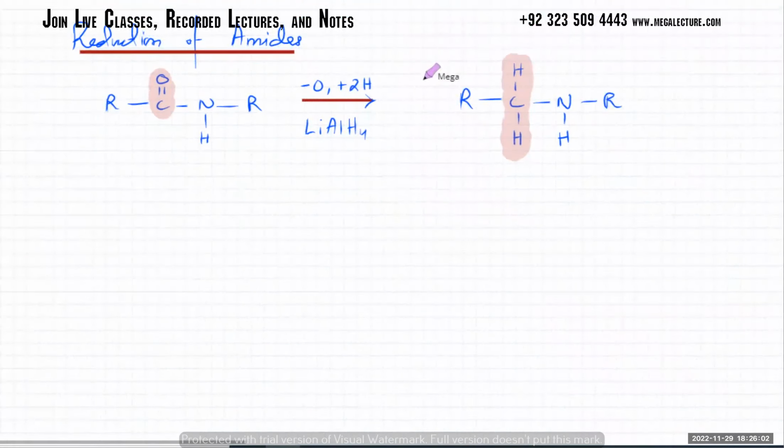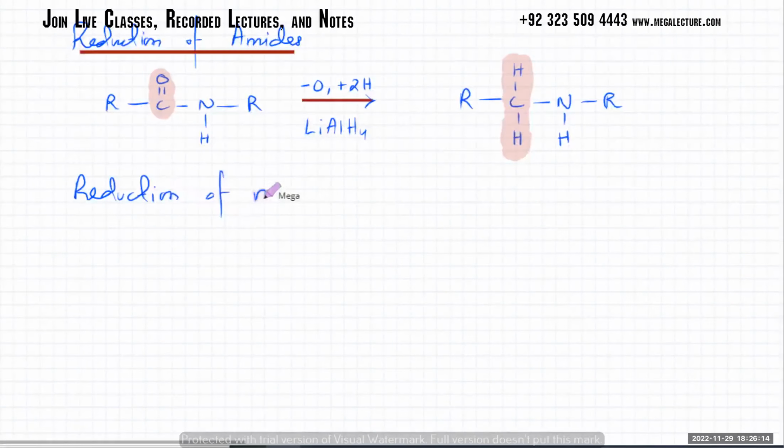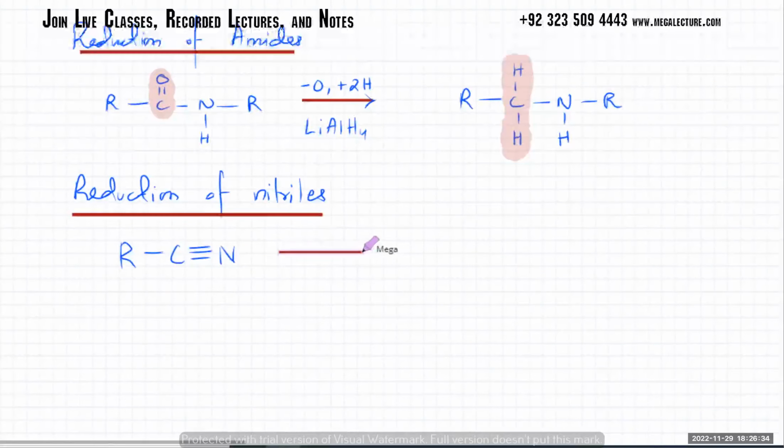Then you have another reduction, of another nitrogen compound. That's reduction of nitriles. Nitrile is CN, RC triple bond N. When you reduce it, H's get added to it, like an addition reaction. You just have H atoms added to the molecule, so it becomes an alkylamine.